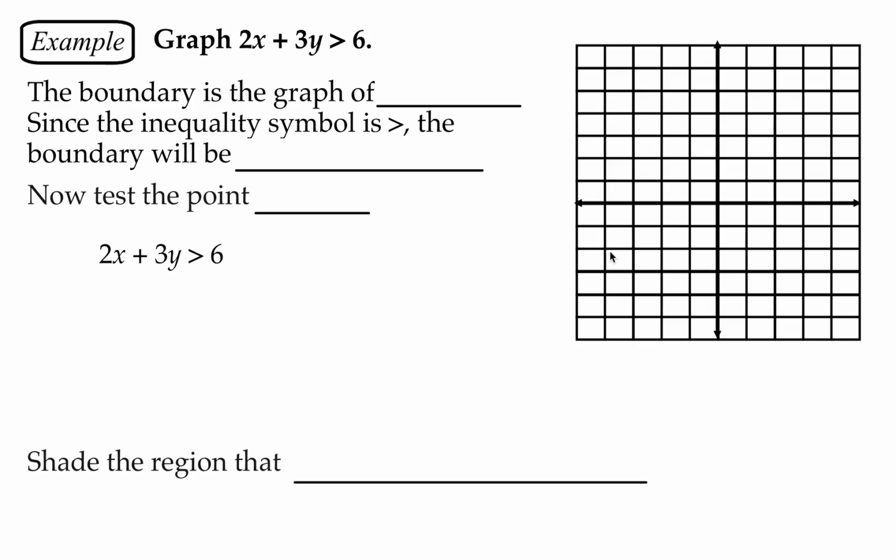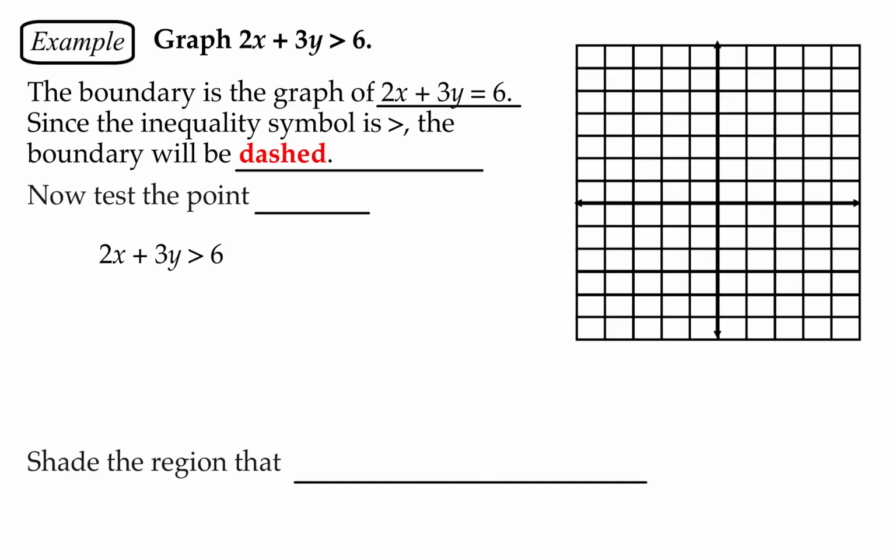So let's take a look at some examples to figure out how to work these problems. This example says graph this inequality. Since it's a greater than and it does not have an equal to, the boundary of the graph should be dotted or dashed, right? The boundary is going to be that line, and it's going to be dashed.